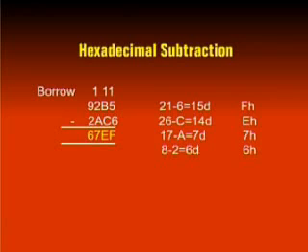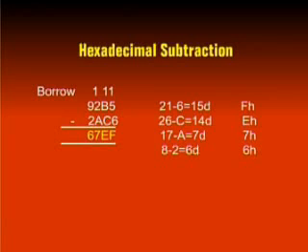Now, C is larger than A, so you have to borrow another 1 from the next higher digit. So when you borrow a 1, 16 plus A becomes 26 in decimal. So you are trying to subtract C, which is 12, from 26. The answer in decimal is 14. This is represented as E in hexadecimal. Let's turn to the subtraction of A from 2 hexadecimal. Now, since we had borrowed a 1, the 2 is now equal to 1.